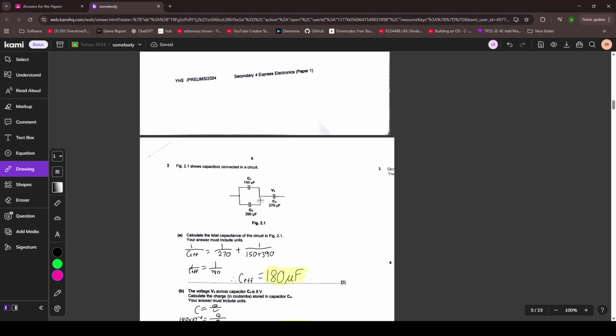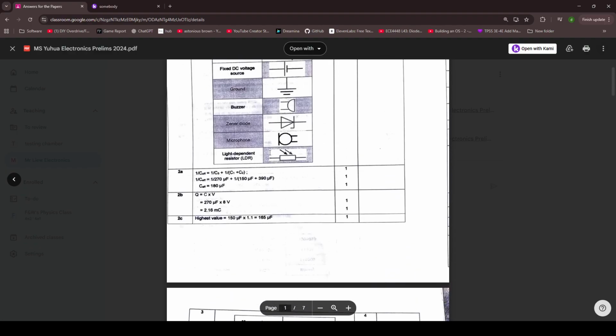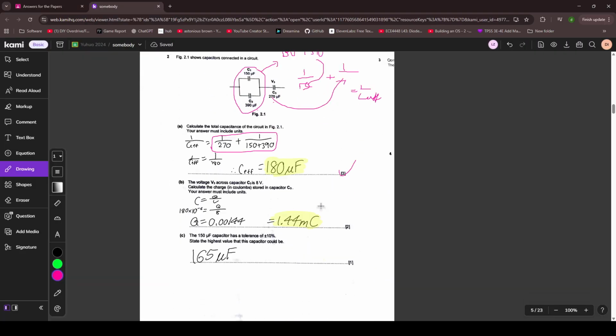Figure 2.1 shows capacitors. Okay, so this is just effective capacitance. So yeah, this would be 150 plus 390. Then we would have them in series, and then you do this plus this one, which will be equal to 1 over C effective, which you've done. So if you've calculated it correctly, then you're right, so good.